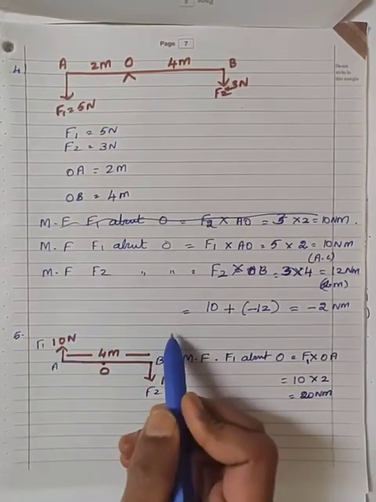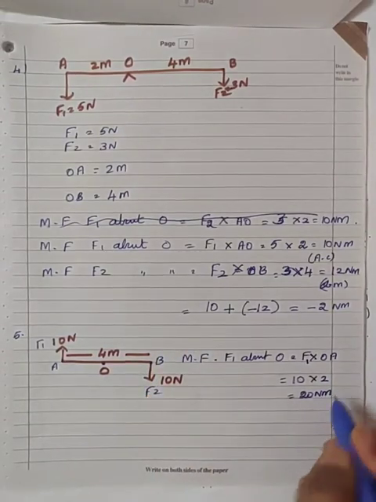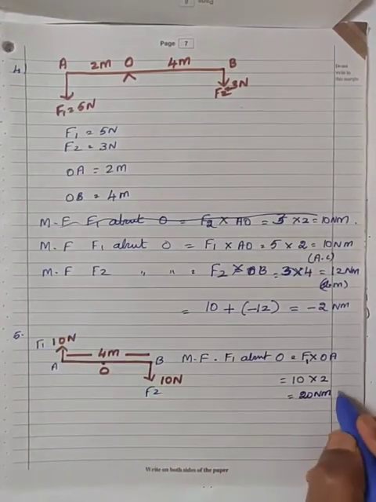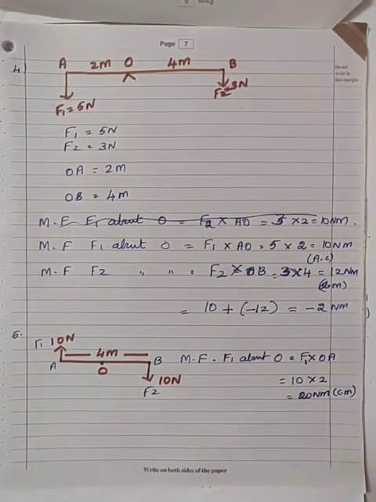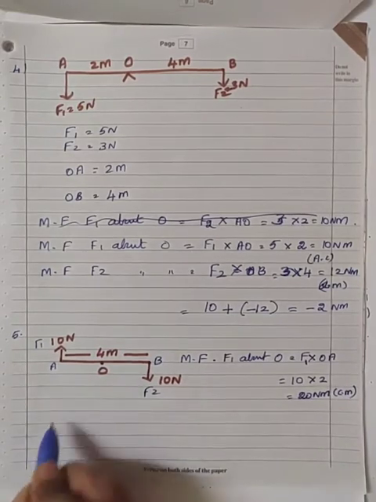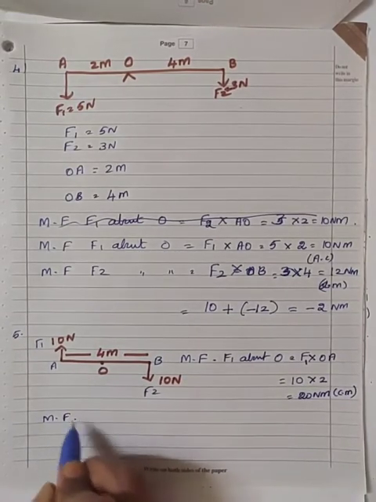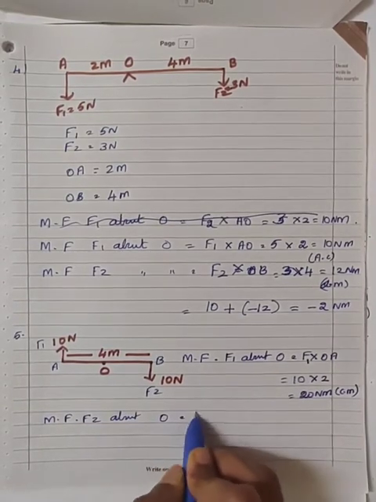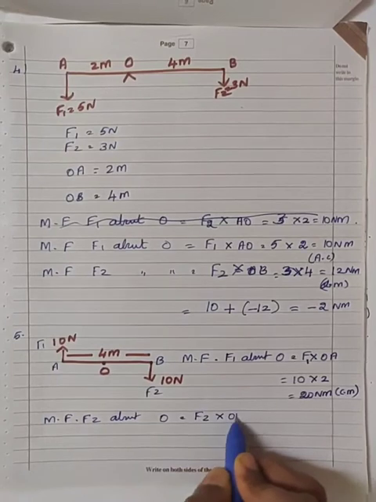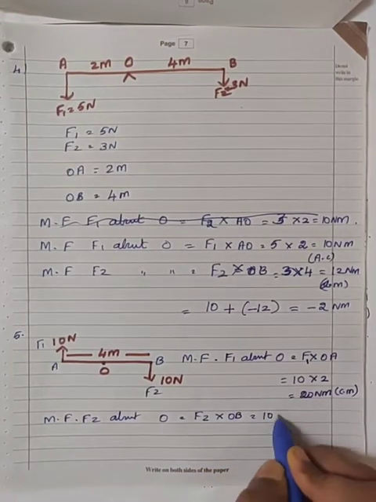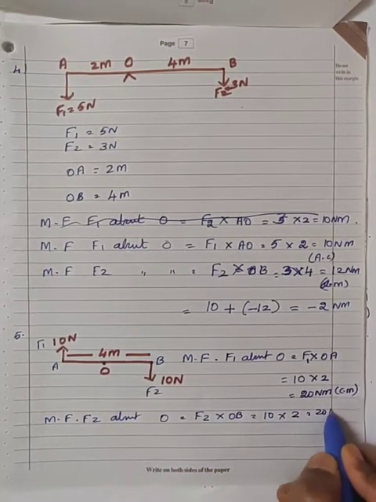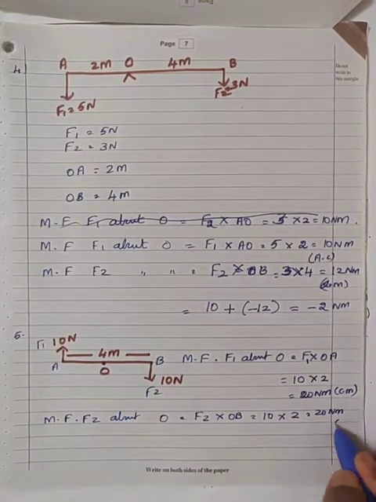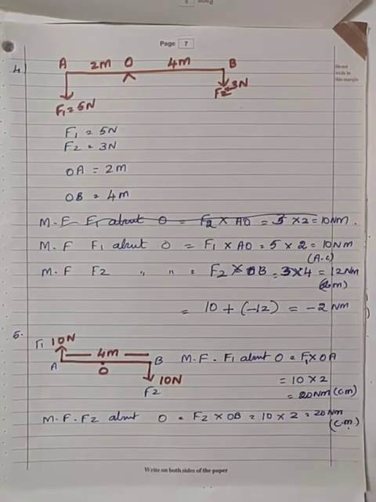And this force will make the body rotate in the clockwise direction. So it is a clockwise moment. Next, moment of force due to the force F2 about O is equal to F2 into OB. F2 is 10 Newton and OB is equal to 2, which is equal to 20 Newton meter, and this is also in the clockwise direction.